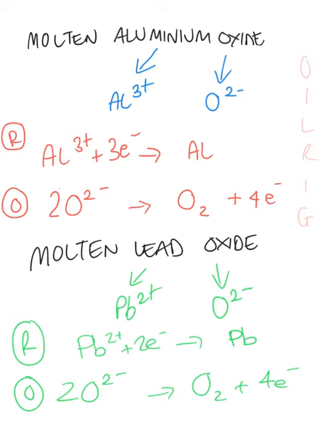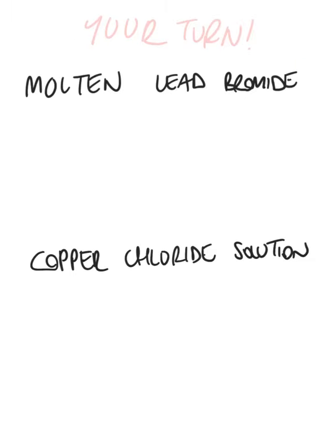So you can see already the more examples you do, the easier they become. I'm now going to give you an opportunity to do 2 examples yourself. So pause the video now and do these 2 examples. You've got molten lead bromide and copper chloride solution. Pause the video if you want to do it. Once you play it again, you will see on the last slide the answers. Good luck.